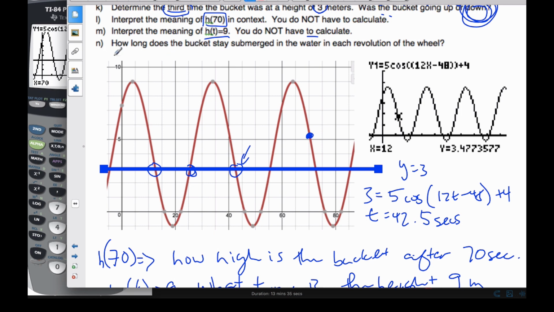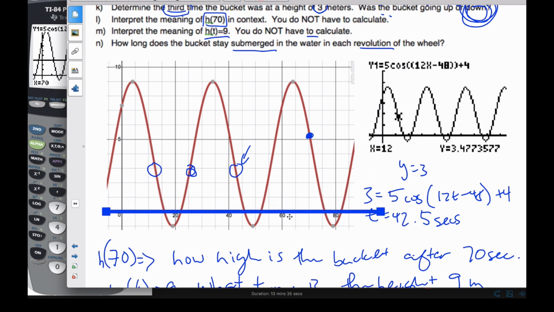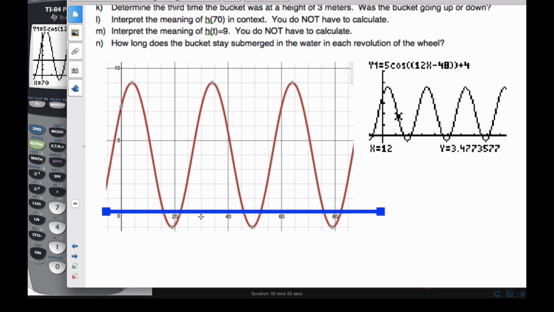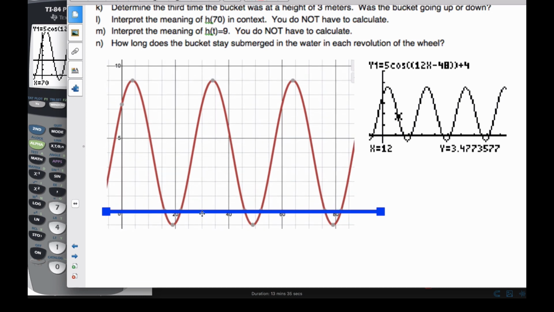And then finally, the last question says, how long does the bucket stay submerged in the water in each revolution of the wheel? Well, if I think about what this means, if I take my y equals 3, I'm going to move it down to here. And let me clear all my marks off here. So I'm going to move my graph. So here is the water line. I want to know when the bucket comes down, it's under the water, under the water, under the water. So I really want to find how long it is under the water from this point to this point.